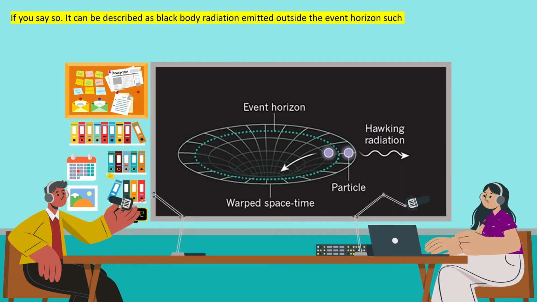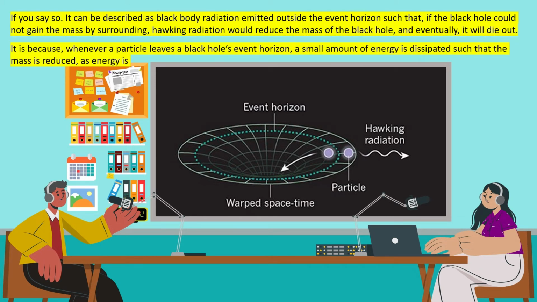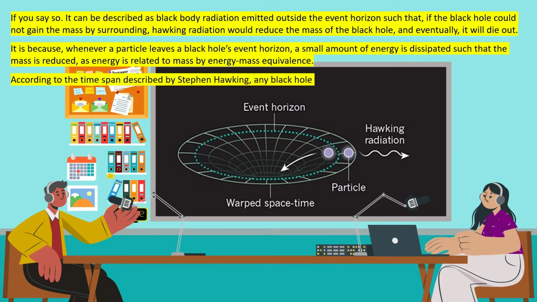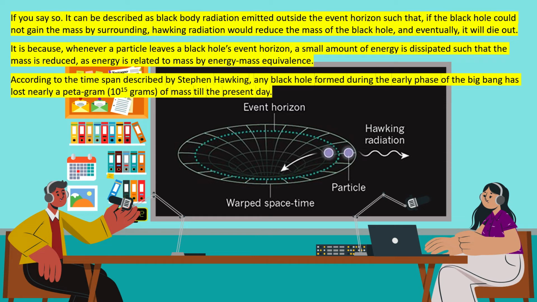If you say so. It can be described as black body radiation emitted outside the event horizon such that, if the black hole could not gain mass by surrounding matter, Hawking radiation would reduce the mass of the black hole, and eventually it will die out. It is because, whenever a particle leaves a black hole's event horizon, a small amount of energy is dissipated such that the mass is reduced, as energy is related to mass by energy-mass equivalence.